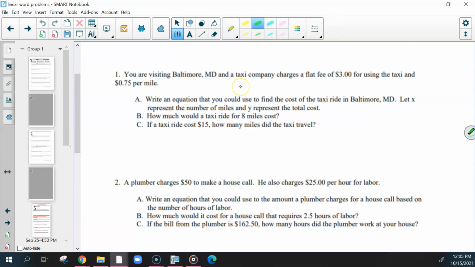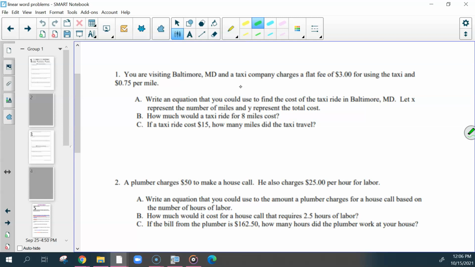So with these, I would recommend that as you read it, highlight, circle, underline anything you find important. That could be numbers, any variables they give you, the question, what is it asking you to find, anything like that. So for number 1, you're visiting Baltimore, Maryland, and a taxi company charges a flat fee of $3 for using the taxi and 75 cents per mile.